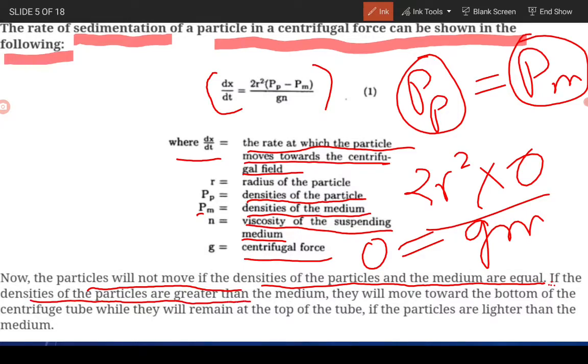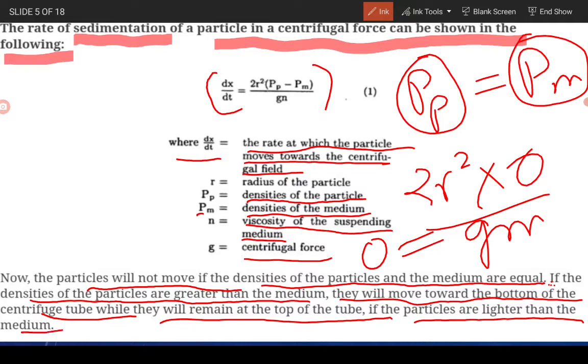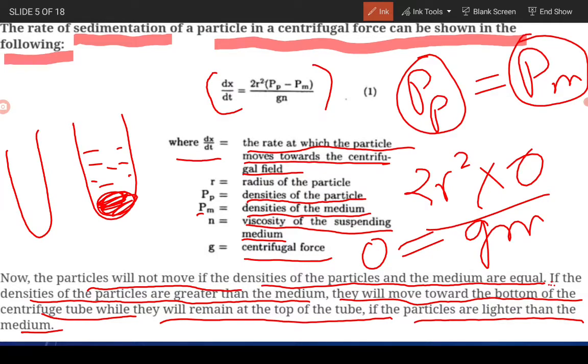Now if the densities of the particle are greater than the medium, they will move toward the bottom of the centrifuge tube, while they will remain at the top of the tube if the particles are lighter than the medium, right? So if the density of the particle is higher than the medium, they will move downward. So if the density is higher, particles will gather here while the medium is at the top. But if the density of the particle is lower, then the particles will gather at the top while the medium will be at the bottom.